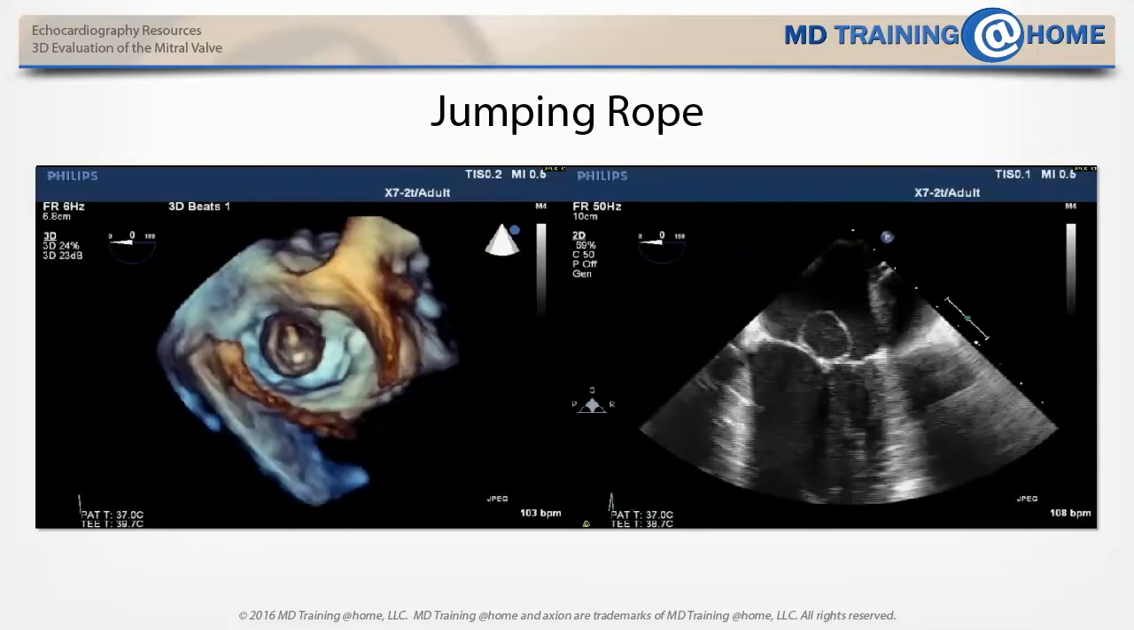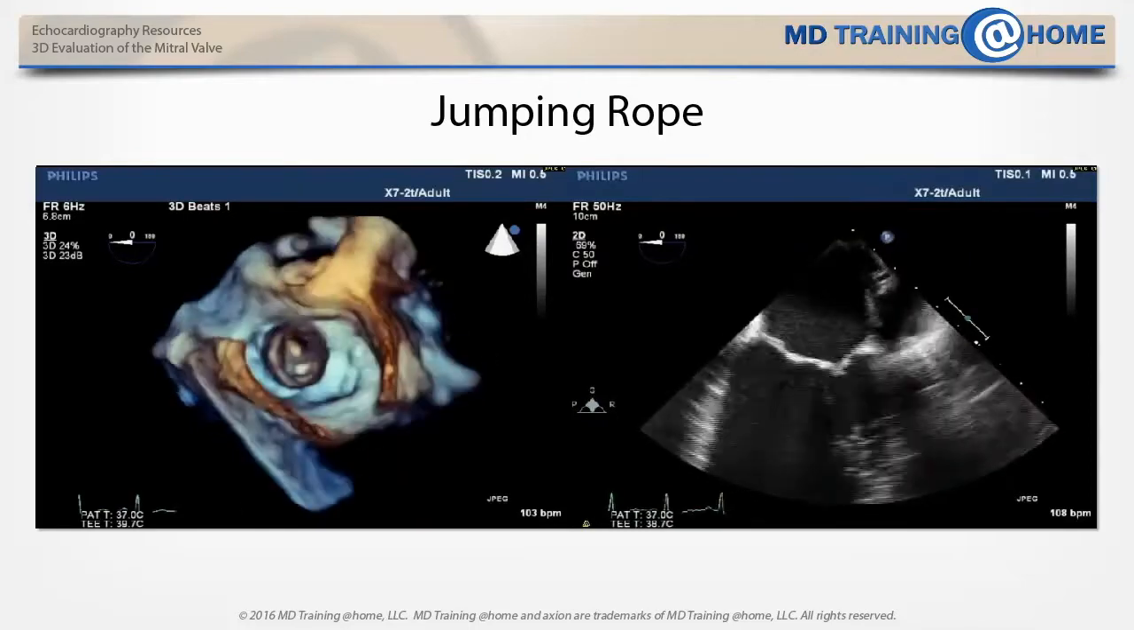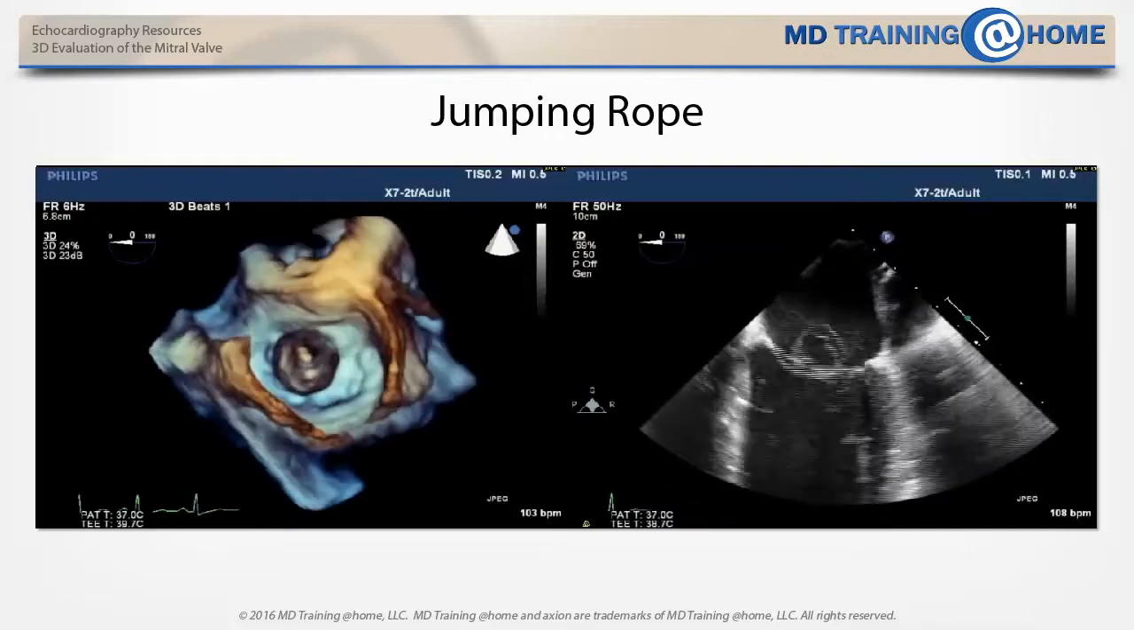Another complication that can be seen with endocarditis is aneurysmal dilation of the valve, which is quite severe in this case.